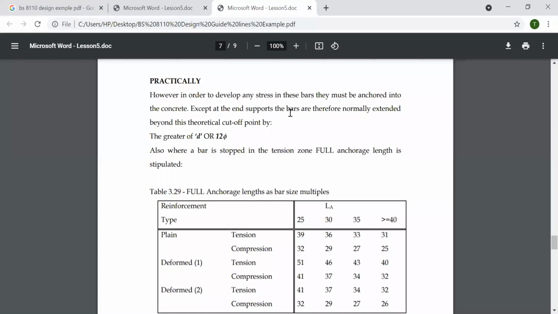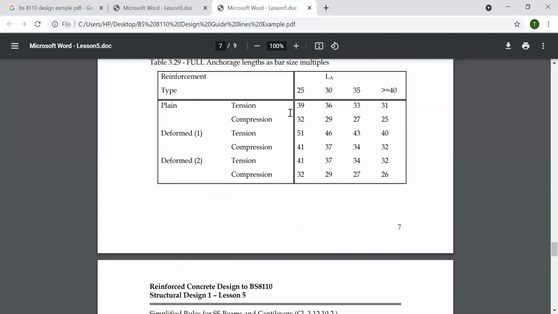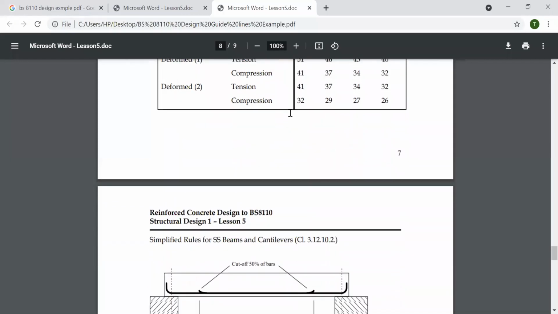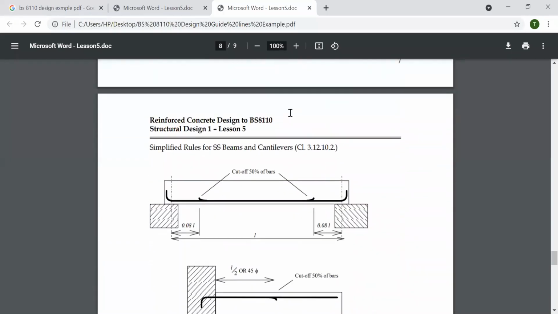So this table you can always keep with you. Actually, in structural engineering, if you have this document in hand, mostly whatever tables and clauses you require are here, and the procedures you may be able to find here very quickly. So this is what it says, the cutoff point, 50% of the bar.